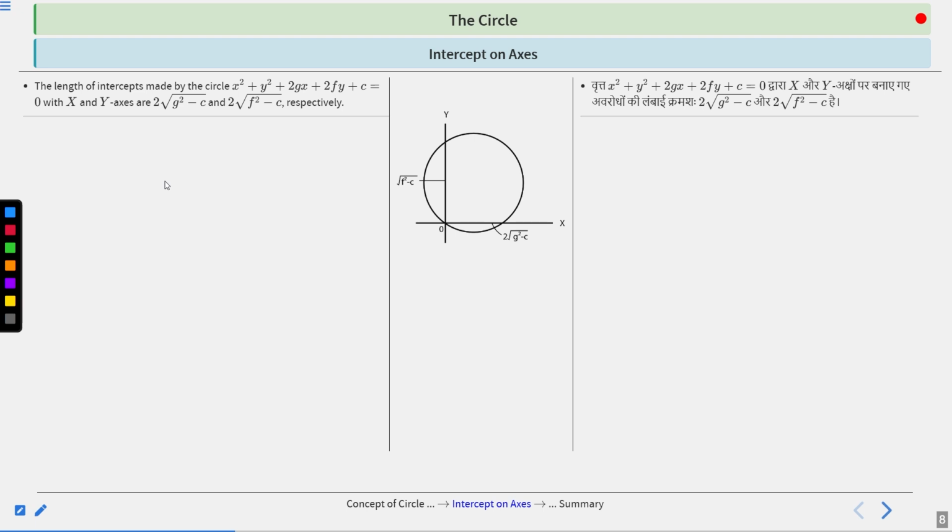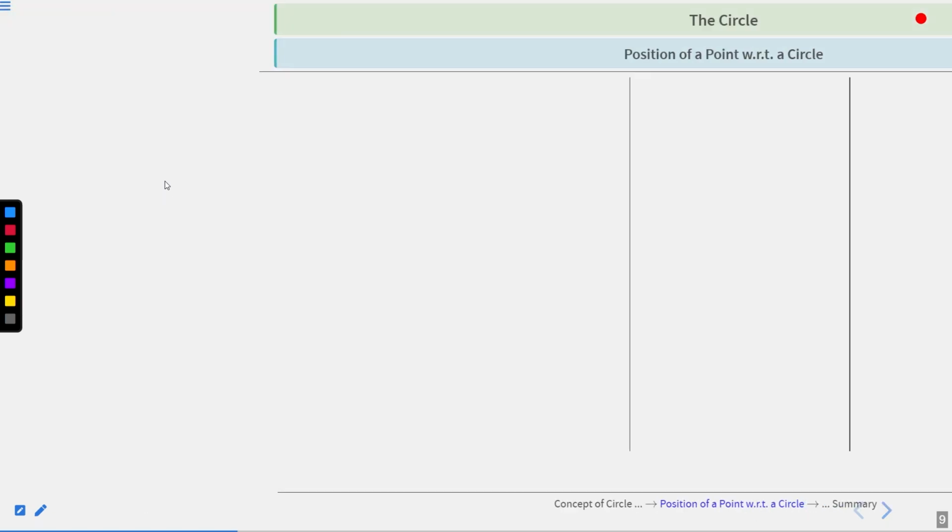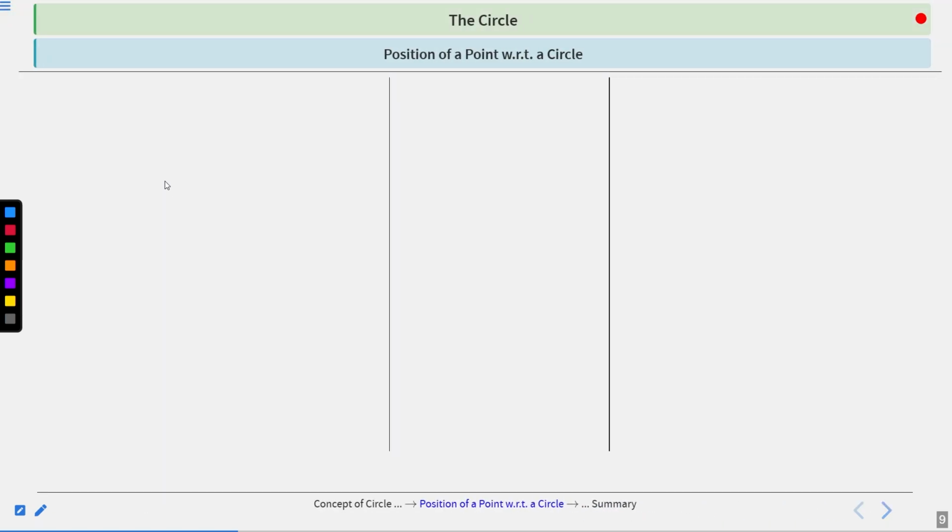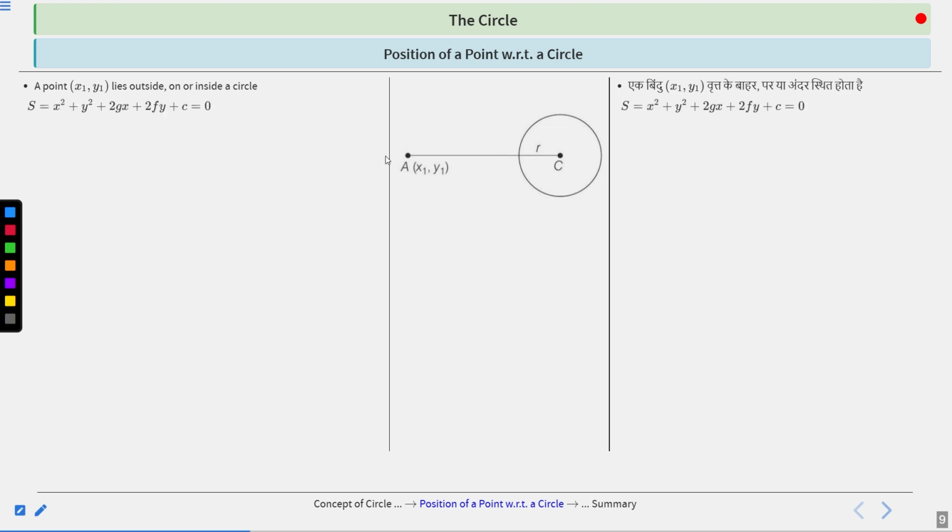Got it? So the x and y intercepts will be 2 times root over g square minus c and 2 times root over f square minus c. Got it? Now let us see the position of a point with respect to a circle. So we are given a circle having center C and a point A having coordinates x1, y1. So a point x1, y1 lies outside, on or inside a circle.